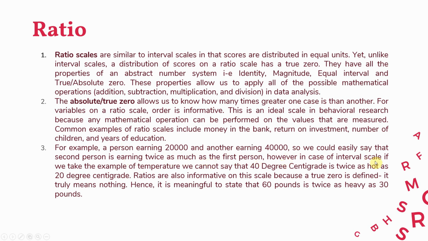However, in case of interval scale, if we take the example of temperature, we cannot say that 40 degrees centigrade is twice as hot as 20 degrees centigrade. Ratios are informative on this scale because a true 0 is defined. It truly means nothing. So when a variable holds a 0, and that 0 means no effect, you can put it into a ratio scale. Hence, it is meaningful to state that 60 pounds is twice as heavy as 30 pounds.